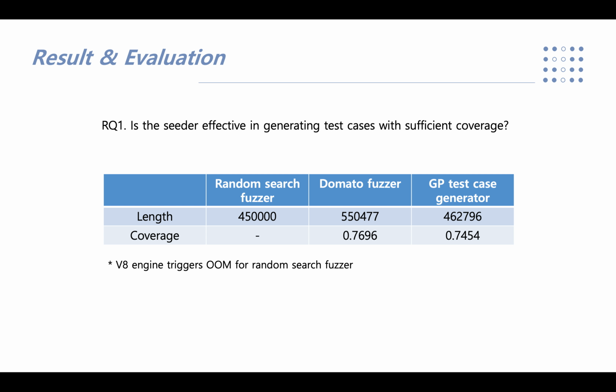We see that the GP test case generator falls short of coverage compared to Tomato fuzzer by about 2.5%. Considering that we've chosen the best out of 100 Tomato generated test cases and are comparing it to the seed test case of our GP generator, we can say that our CEDAR is effective in generating test cases with sufficient coverage.